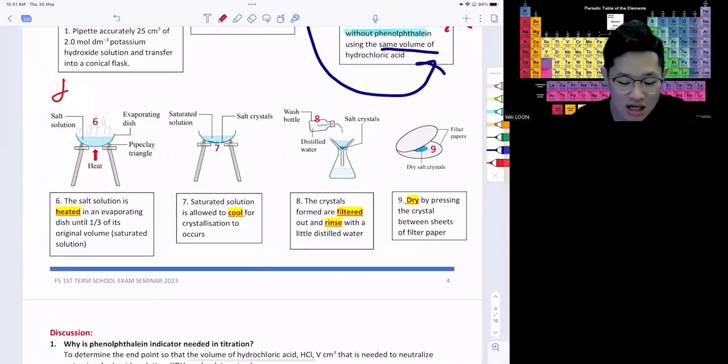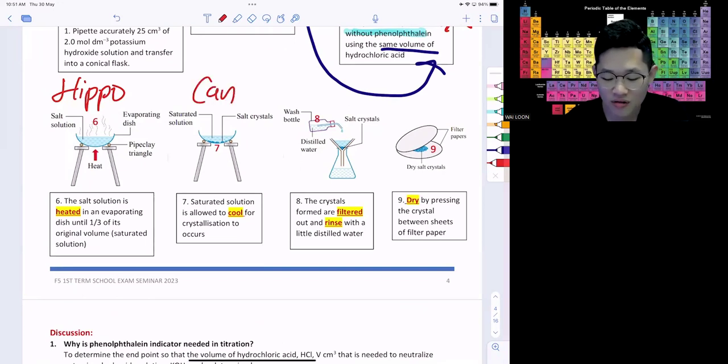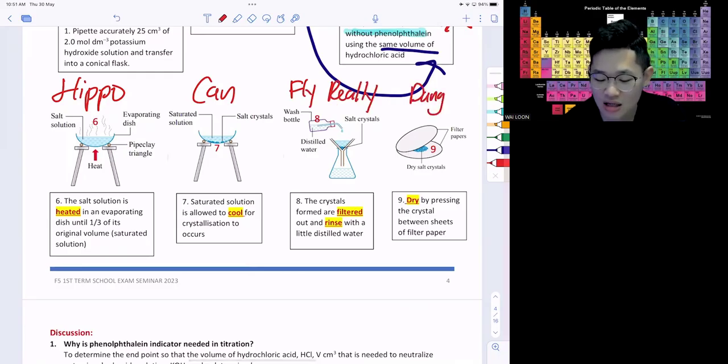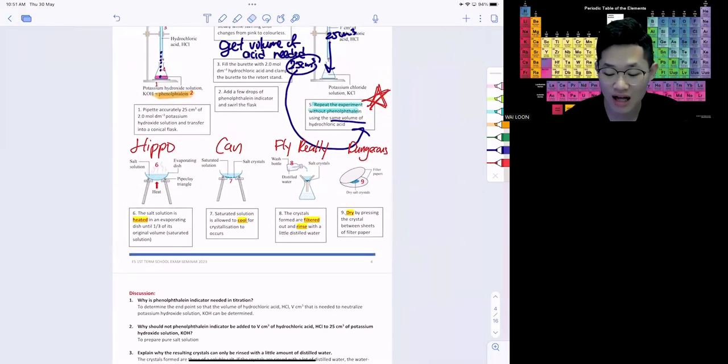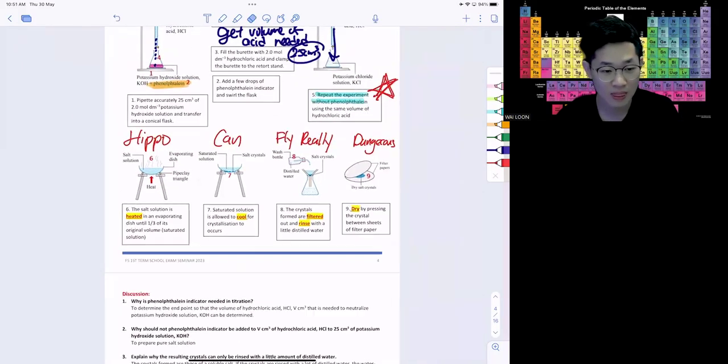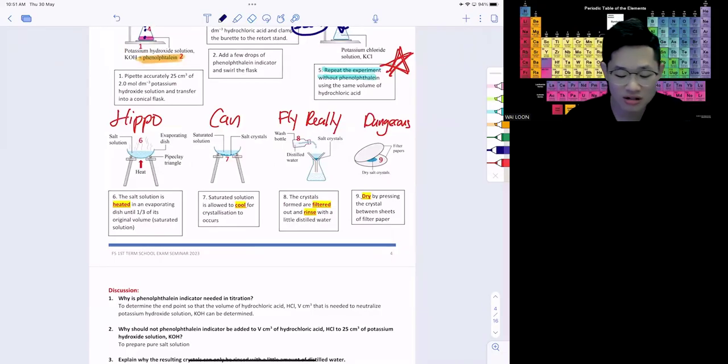We call it as "Hippo can fly really dangerous." Okay, what is "Hippo can fly really dangerous"?